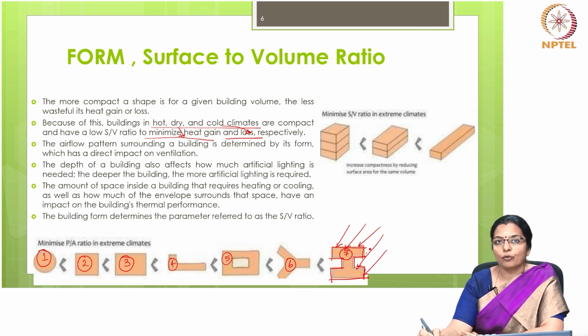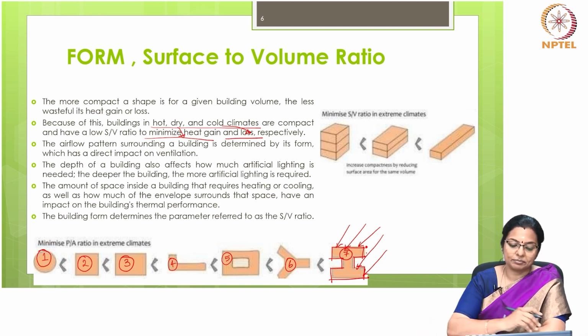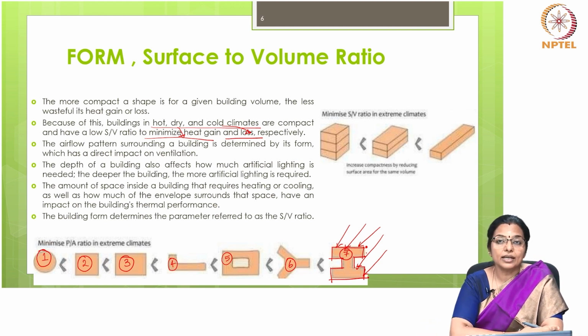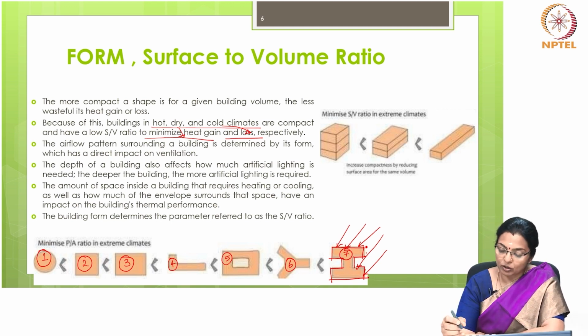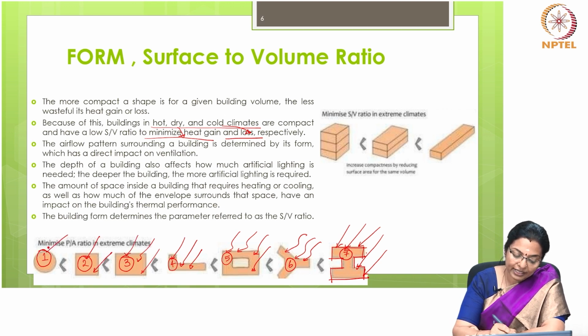But we cannot talk of form alone in isolation. We have to talk of orientation also. For the same orientation, if we look at any of these forms, it's going to have greater exposure to solar radiation as compared to each of these. Also, the airflow also matters because, depending upon the form, the surface area exposed could permit airflow. That is one. But there is another aspect because of the form and the orientation.